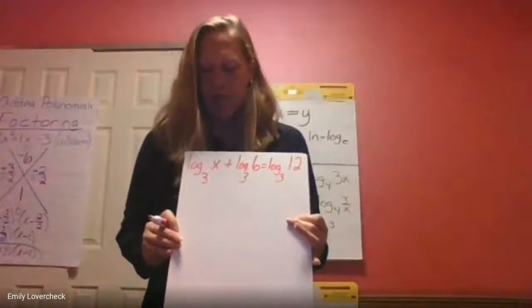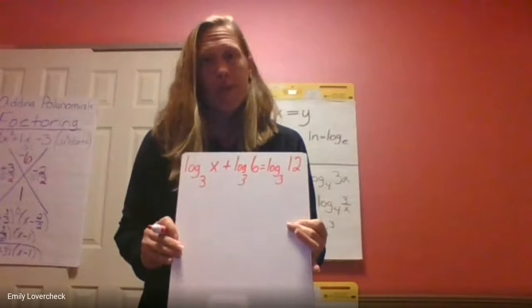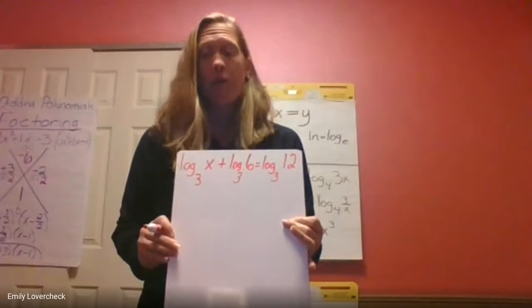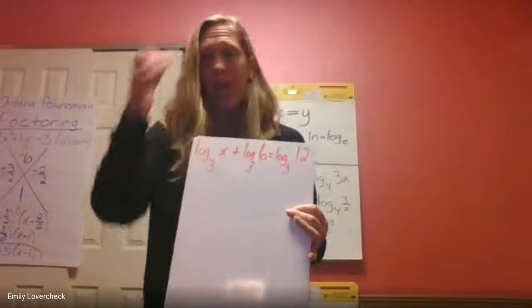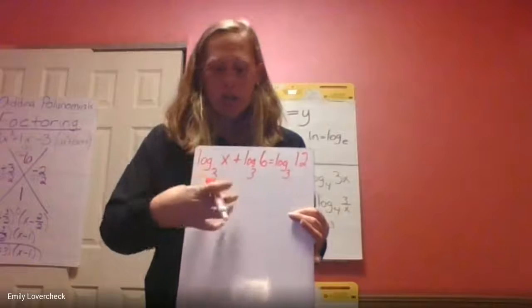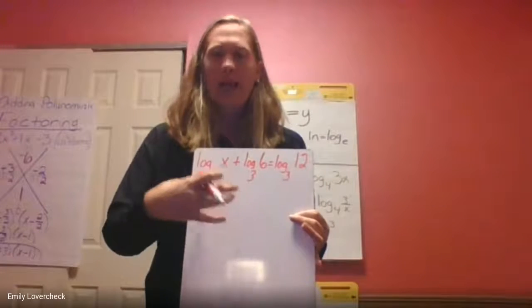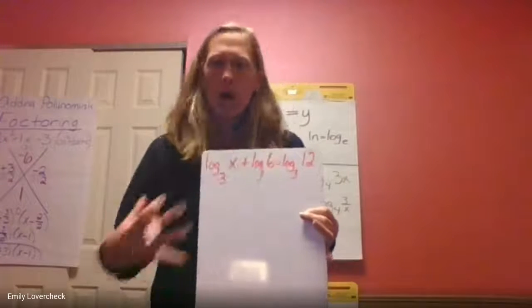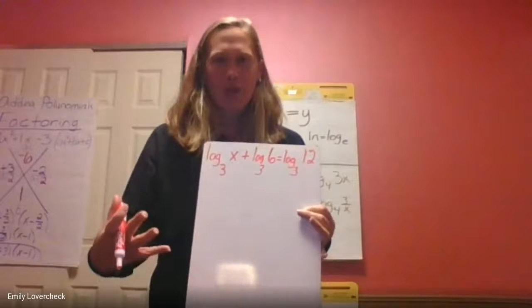So here I have log base 3 of x plus log base 3 of 6 equals log base 3 of 12. That's a lot of logs going on. Again, it's a 1-to-1 cancelization. However, you don't want to do that yet. You want to condense the one side until you have 1 log on either side to then cancel, okay?